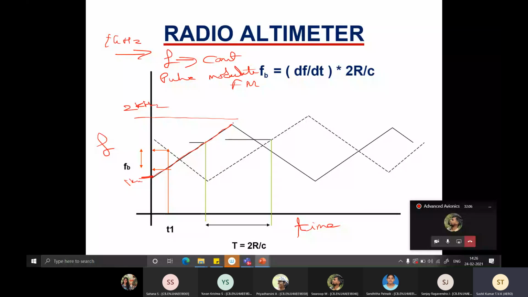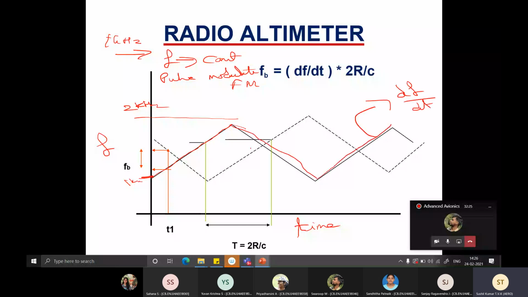Of course, you can't keep on increasing the frequency. So you then bring it down like a sawtooth. You bring down the frequency and then increase it in a known pattern at a known rate, df by dt.